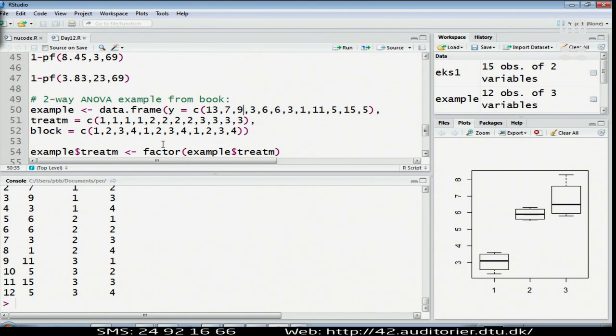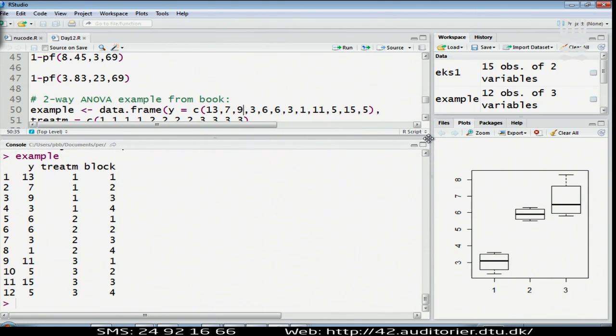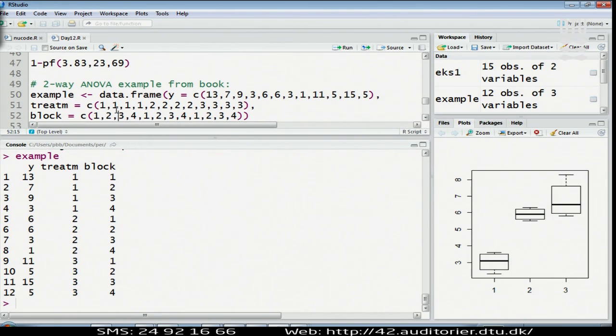Now look at what I did here. I used the way in R. This is a bit R technical, you may not want to go into this, but it's quite convenient. I created a data frame. That's the way of collecting data sets in R, either by reading in material or creating them yourself, by having first a column of data, then the treatment column, and then the block column.